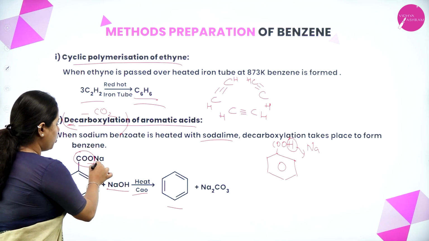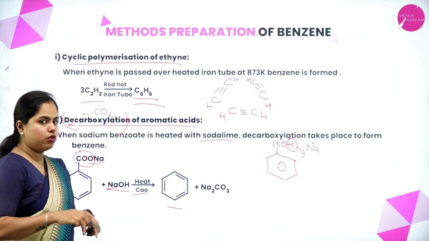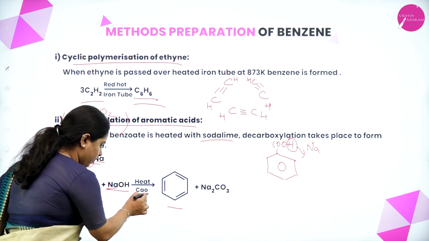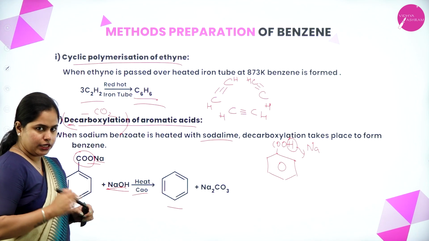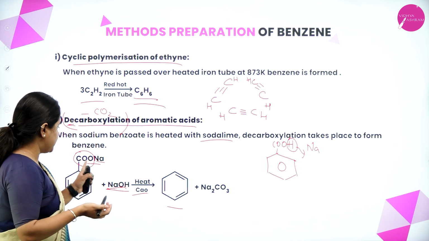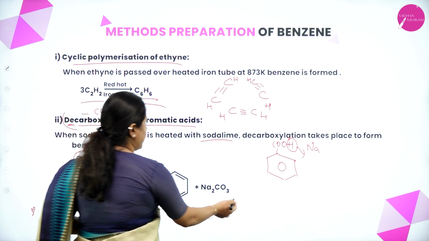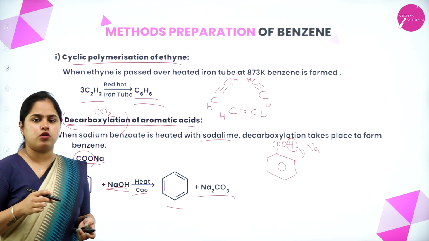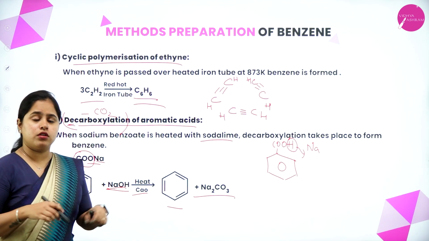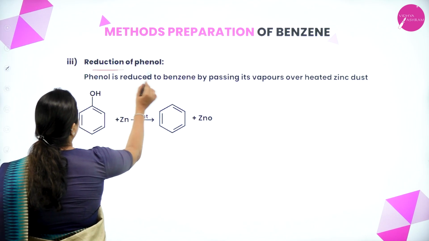Then you have one more atom of sodium here, that will combine, and you'll get Na2. And you have one oxygen also here. So 2 Na, that is Na2, and COO and one more O will be together Na2CO3, right? You will get Na2CO3. So this is how the reaction takes place, that is decarboxylation of the sodium salt of aromatic acids. So the next method is reduction of phenol.